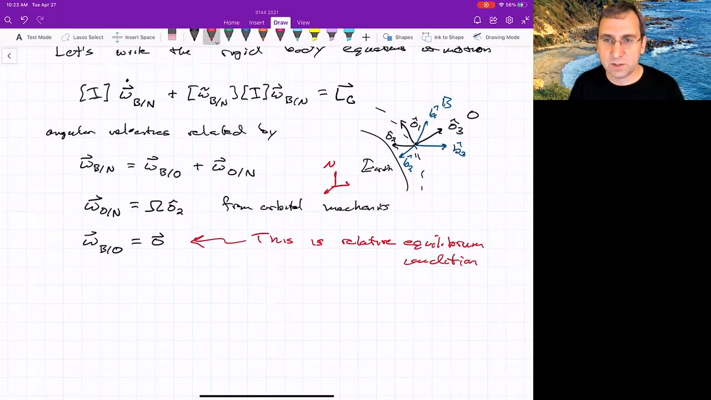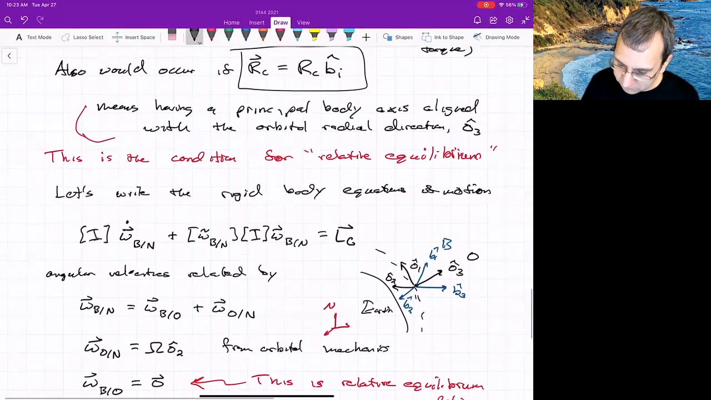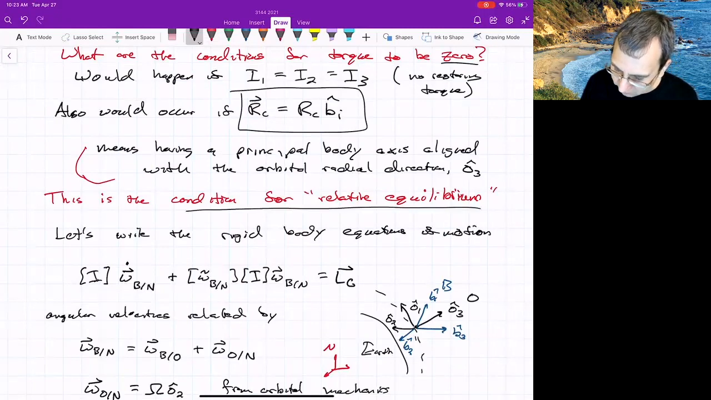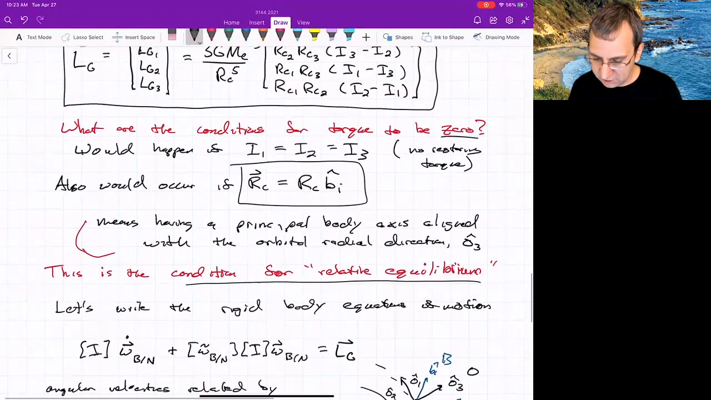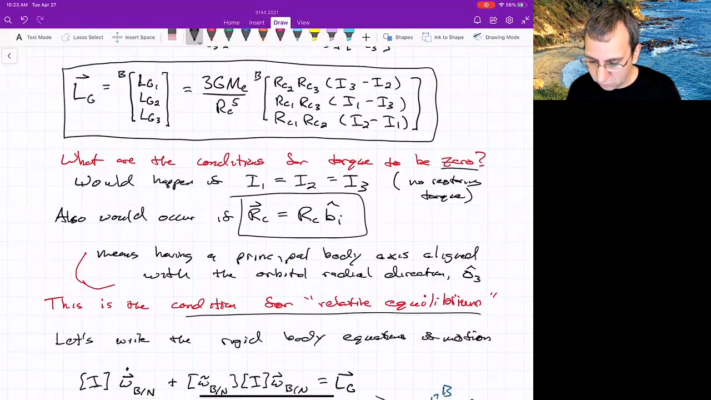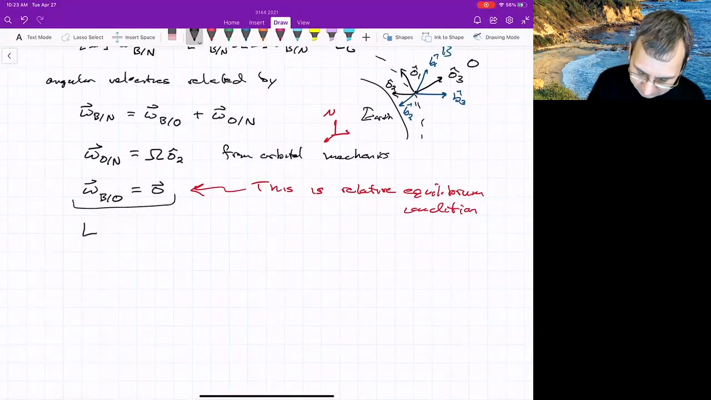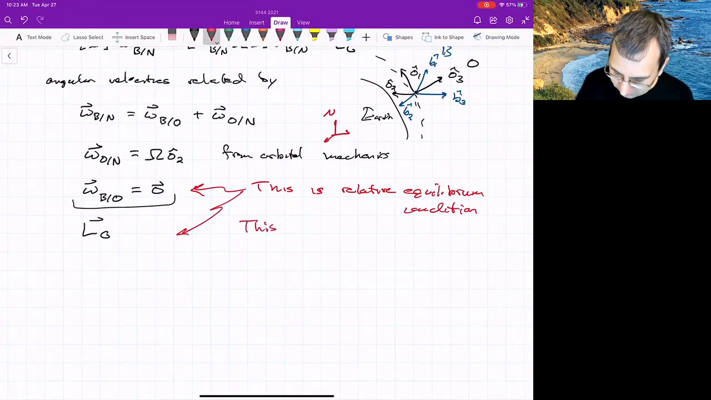So we've got these equations of motion. This relative equilibrium condition, we've got that. We've also figured out, what was this up here? I said this was the condition for relative equilibrium. It's another condition. This was the condition that led to the torque being 0. So we've got this as well as this. So we might say these. Let me set this equal to 0.